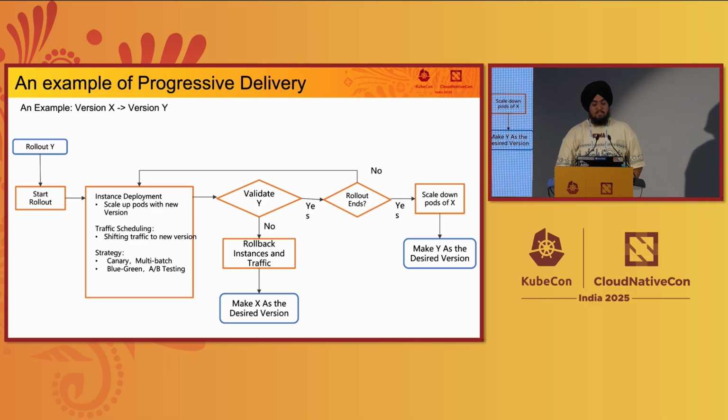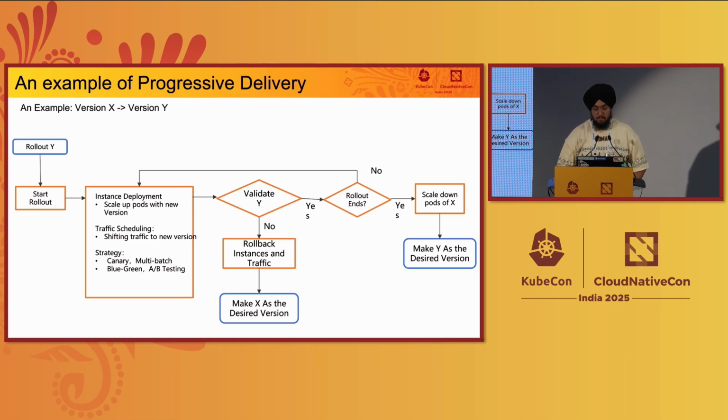Then we move to the next step, which is instance deployment, where we scale up the pods with the new version gradually. We have something like batches. In batch one, we'll scale 20% of replicas, batch two 30%, and batch three would be the final batch, where we would scale out 100% of replicas. We also do something different: we decouple pod scaling from traffic shifting, so new pods are validated before receiving traffic.